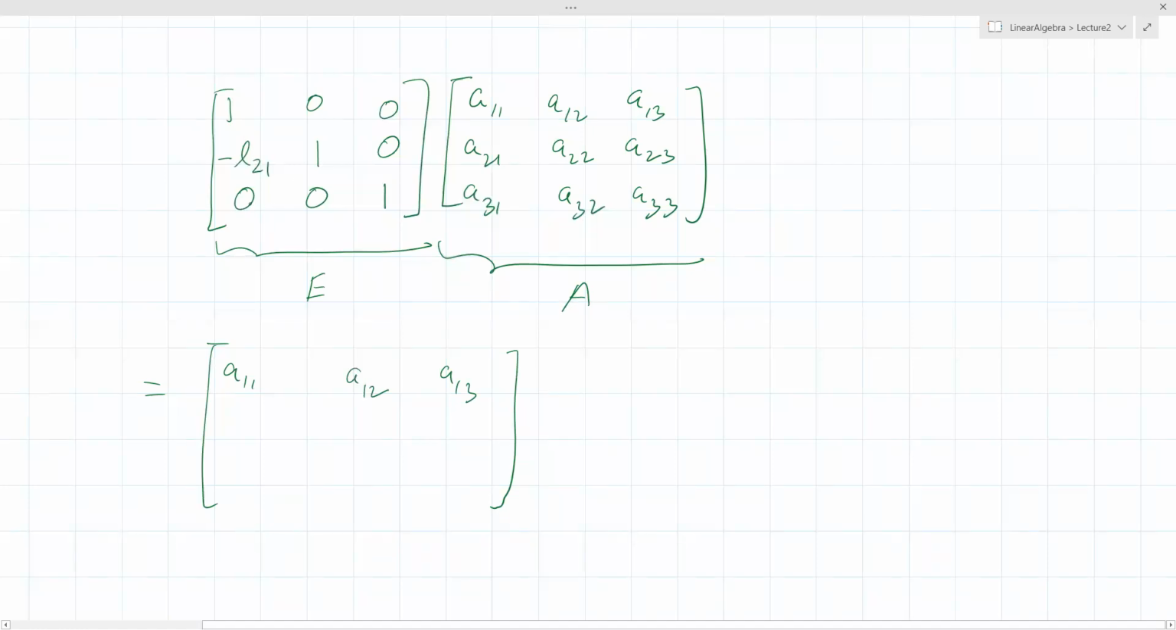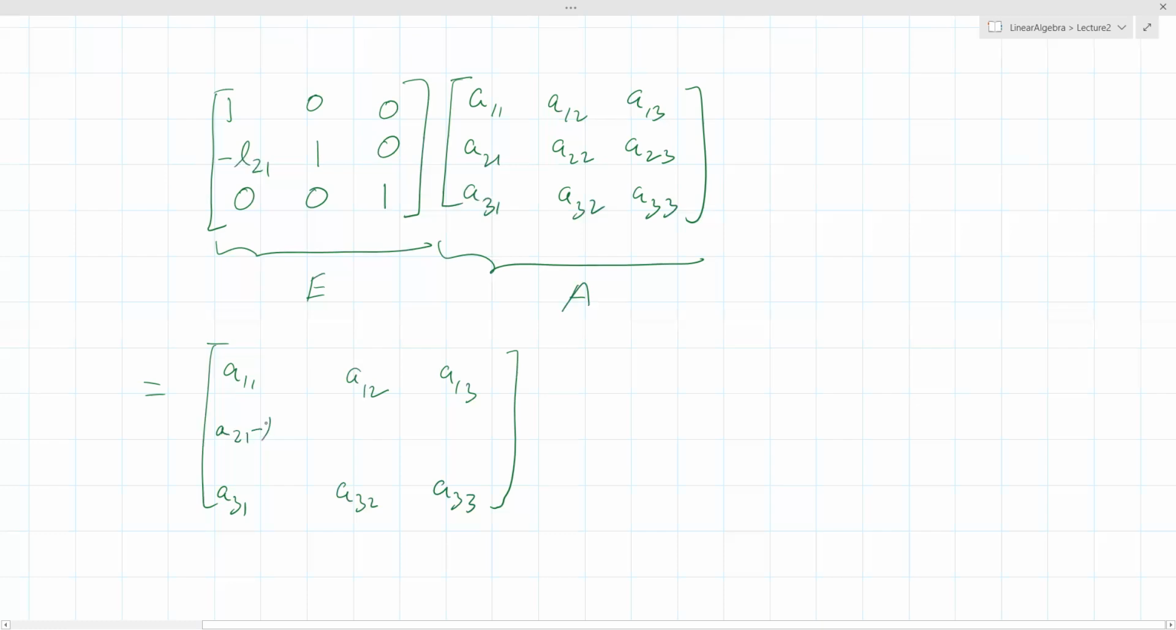Okay, now let us look at the second row. No, forget about the second row for now. Let us do the third row first, so it's easier. Third row, first column is A31. Third row, second column is A32. Third row, third column is A33. Now let us look at the second row, first column.